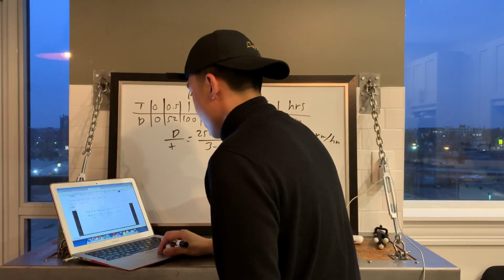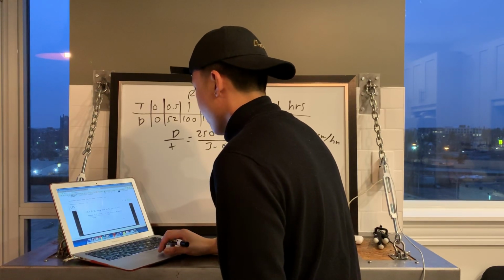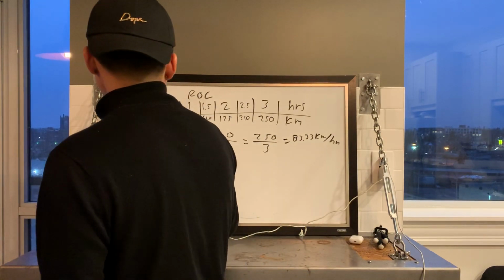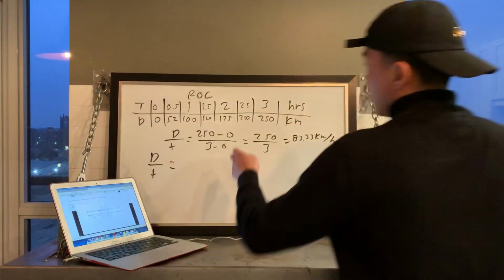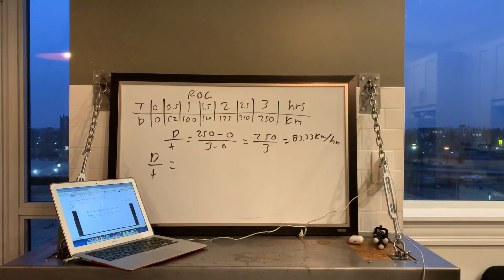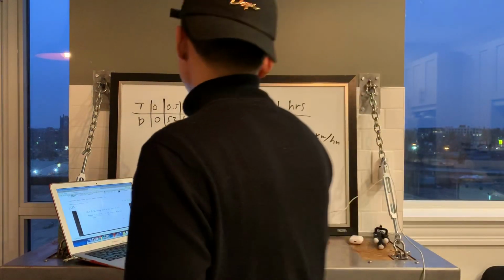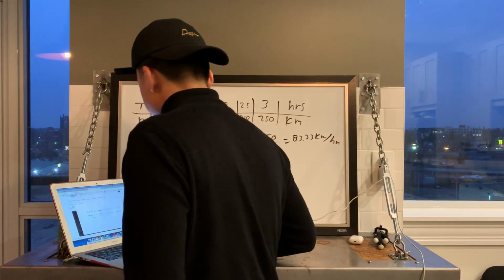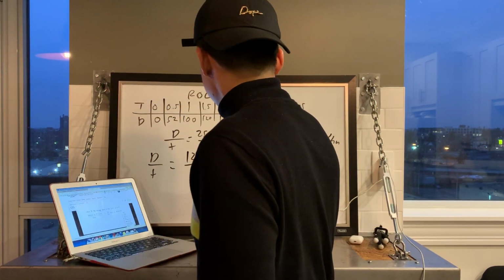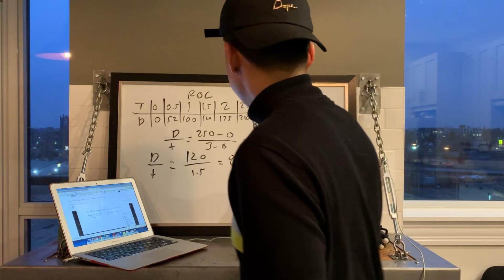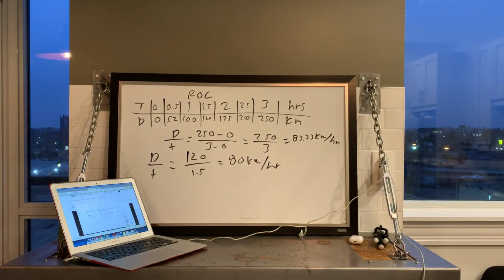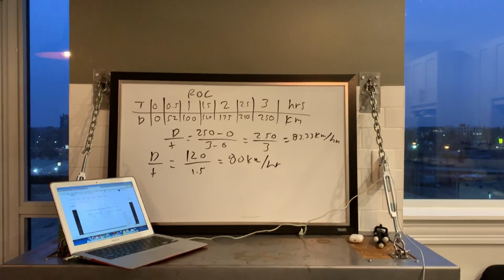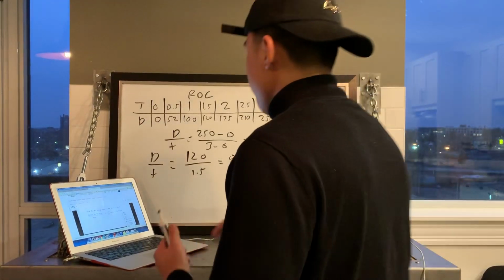So what's the average speed for the first 1.5 hours? I would just do the same thing, d over t. You would do 120 minus 0 over 1.5 minus 0, which equals about 80 kilometers an hour. So this is not too bad. It's kind of a reminder of your grade 9 days of what you used to do.